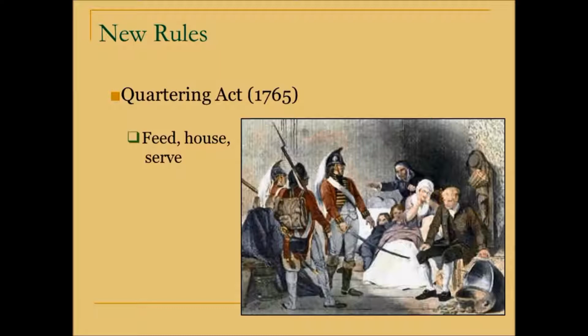So the Crown is trying to bring more people over here, but they don't have the money to pay people to put them up, and they don't have anywhere to put them other than people's houses. And so they created a law called the Quartering Act in 1765 that any military could come into your home and ask to be quartered there, and you were not allowed to say no. So you had to use your money as a colonist to feed and house and serve these guys.